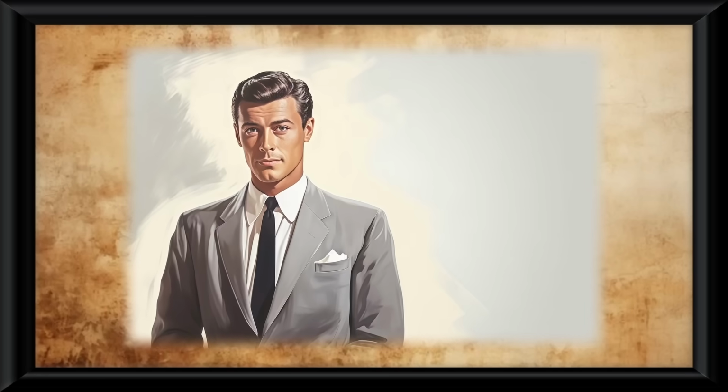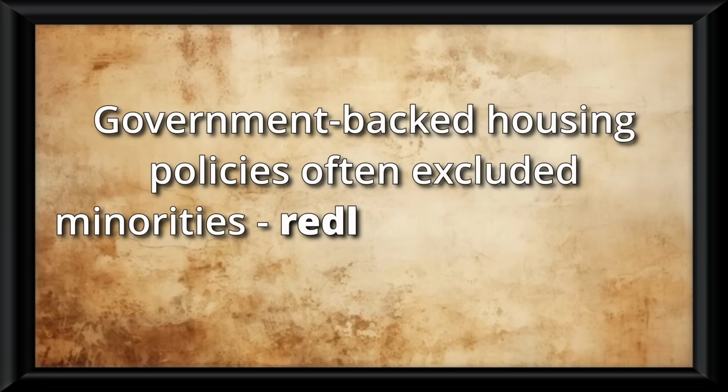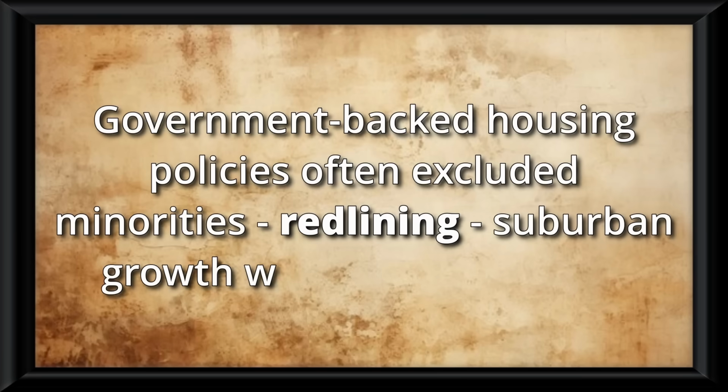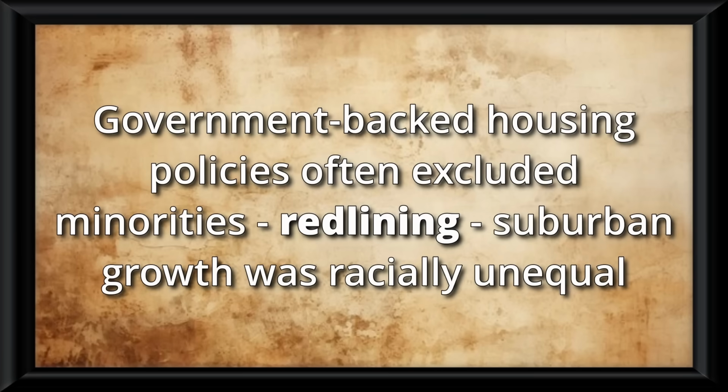However, despite all of the economic improvements, you have to understand that you had to be a very specific skin color to get access to these improvements. That's right, government-backed housing policies often excluded minorities. This was known as redlining, by the way, and this would mean suburban growth was racially unequal.